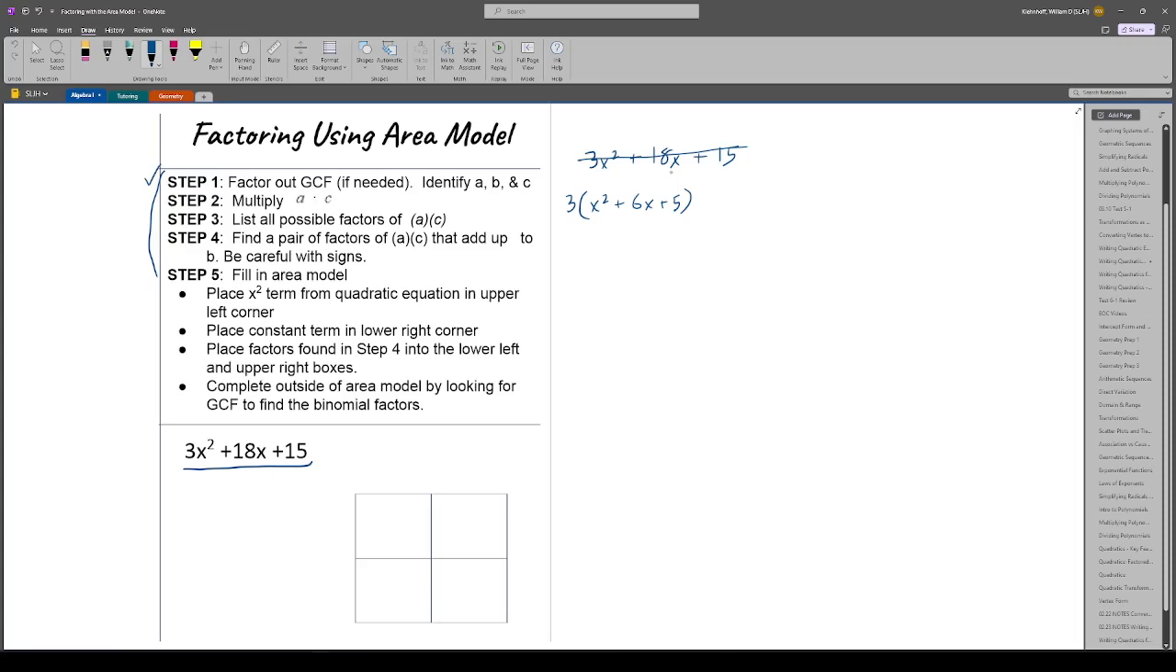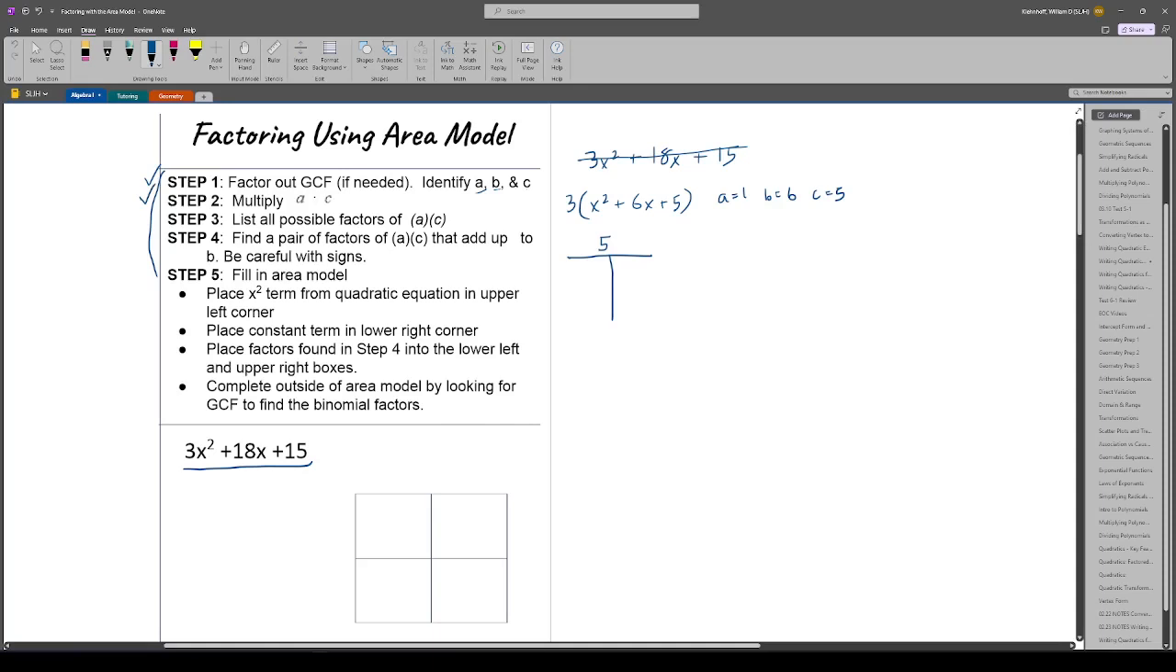Step two, it says identify A, B, and C. Remember, A, B, and C are just our three coefficients of our x squared, x, and constant. So in this case, if we want to write it out, we don't have to write it out, but A is 1, B is 6, and C is 5. Okay, step two, we're going to multiply A times C. And to do that, we're going to do a little visual organization where we're going to make a little T chart like this. And on top of it, we're going to put the product of A and C. So A times C is 5, and I put that up at the top. So that was step two. We multiplied A times C.